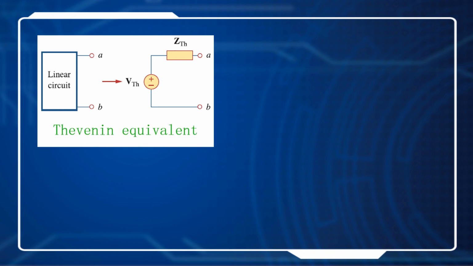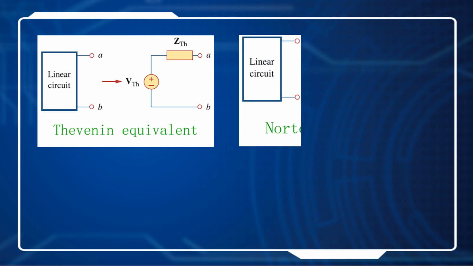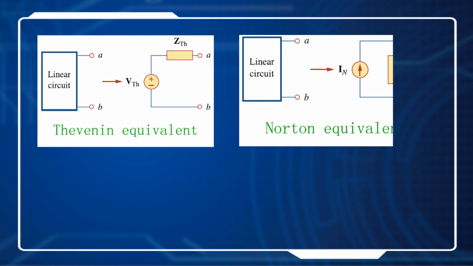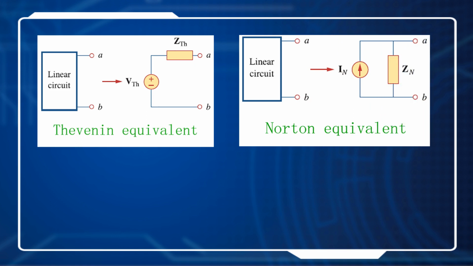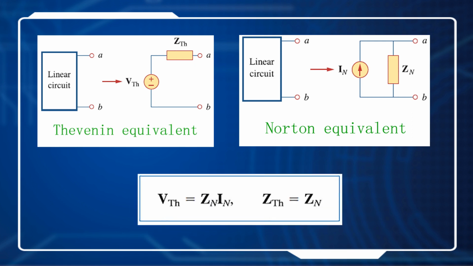Of course, you can transform this linear circuit into a Norton circuit as well, where the Norton current IN is the short circuit current between terminals A and B, and the impedance ZN equals the impedance ZTH. So we can get the relationship between VTH and IN: VTH equals ZN multiplied by IN, and ZN equals ZTH.